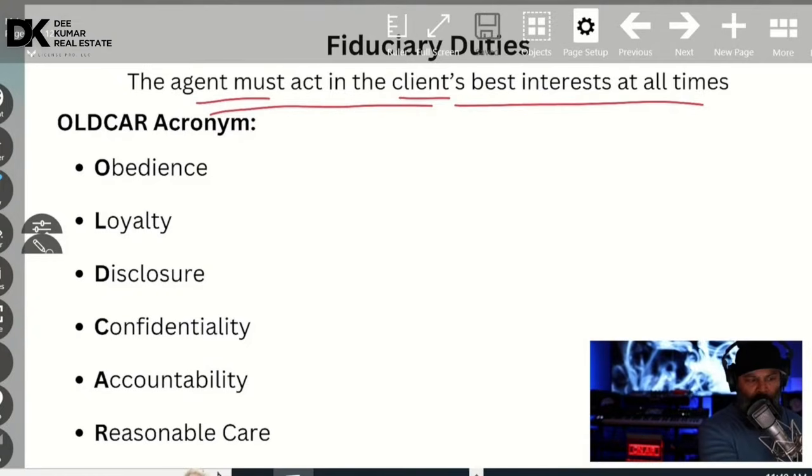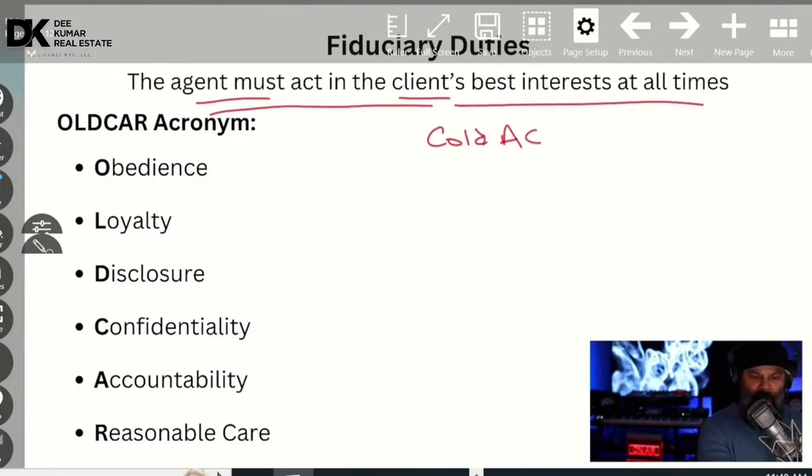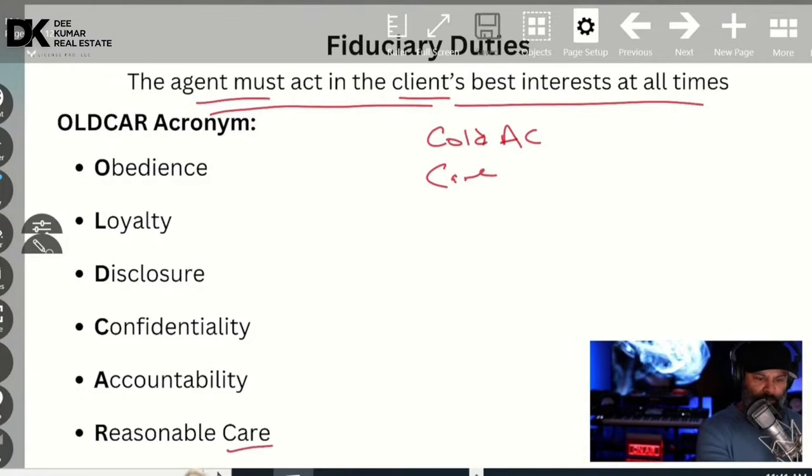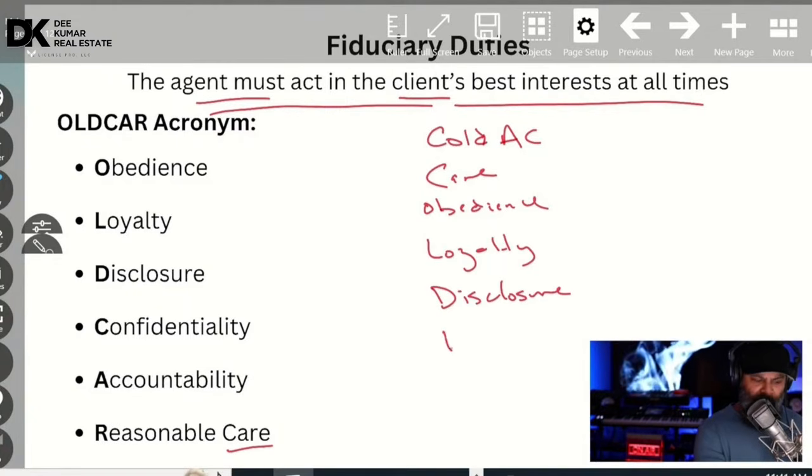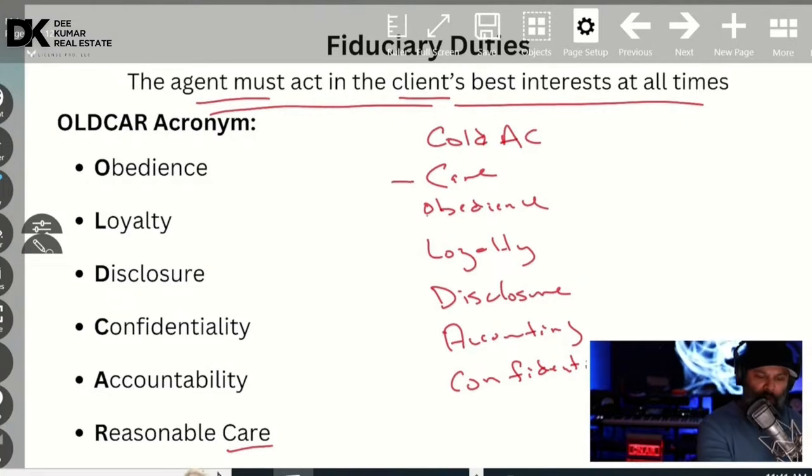Another way that you can remember the OLD CAR acronym, in some books in some states that y'all are in, is that we learn it as COLD AC. In that case, we have care, then obedience, then the L is loyalty, then we have disclosure, then we have accounting. No matter which way you learn it, six of one, half a dozen of the other, you want to memorize these.